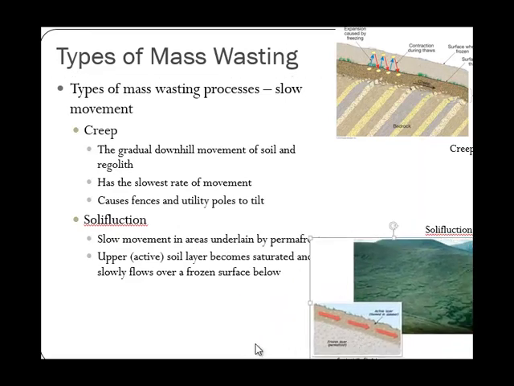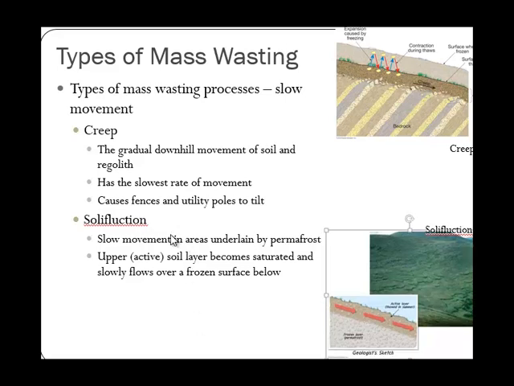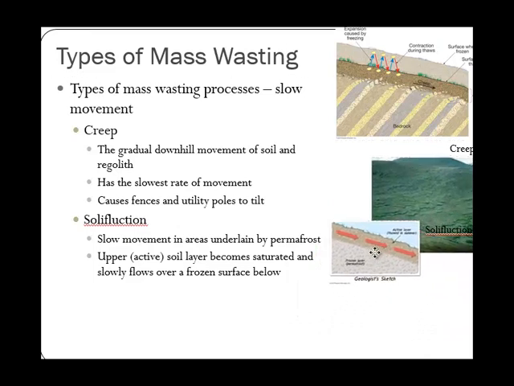Okay, then you have solifluction, which means very slow movement, in areas underlain by permafrost. Permafrost means permanently frozen ground, like in the tundra, at least the areas that are very cold. The upper layer becomes saturated and slowly flows over the frozen surface below. In this little diagram, you have this area that is permafrost, which means it's always frozen. The layer on top of it that's not frozen, if it's a hill, can slowly move down the hill over it.